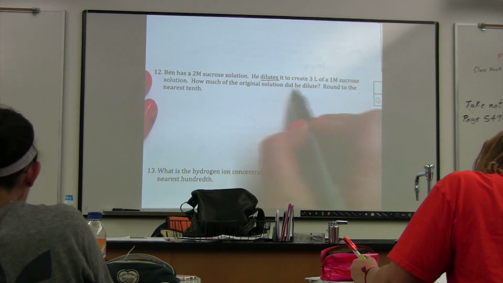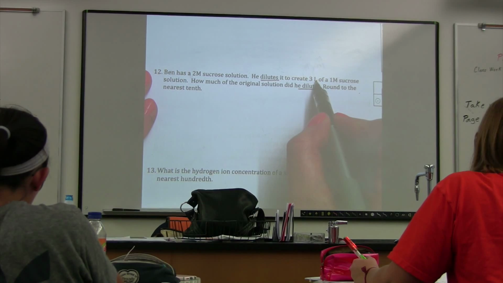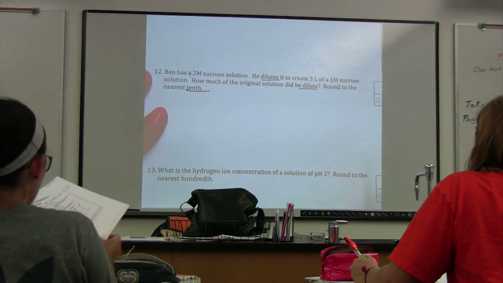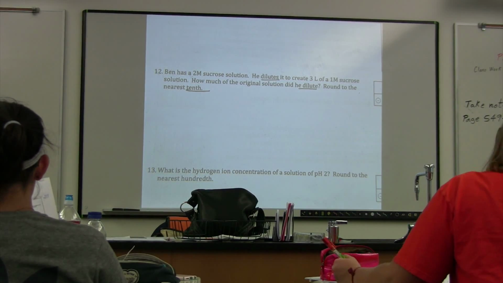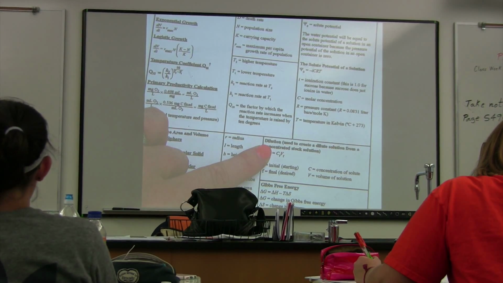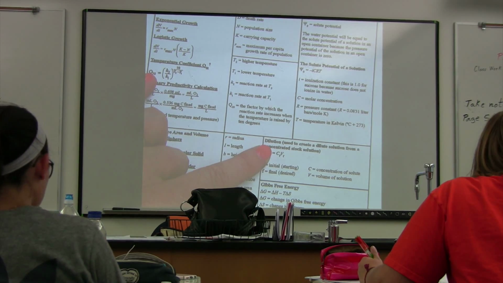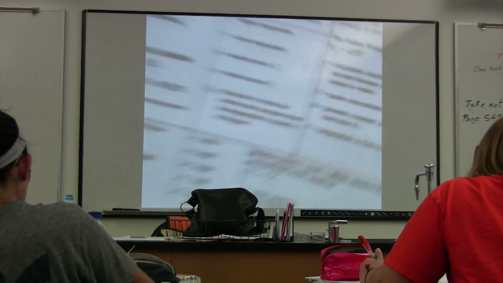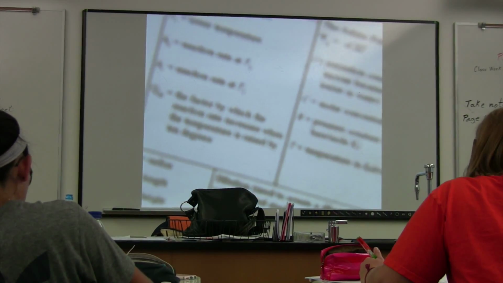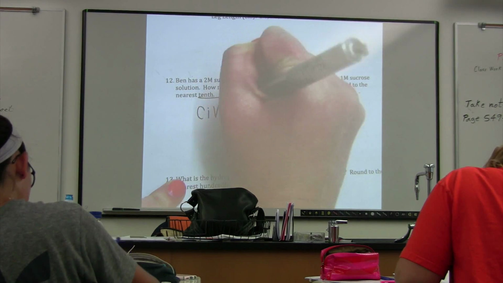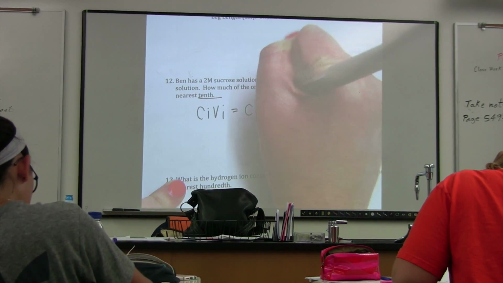How much of the original solution did he dilute? We don't have a volume here, we have a concentration. Round to the nearest tenth. Well, I'm really looking for dilution, used to create a dilute solution from a concentrated stock solution. C_i V_i equals C_f V_f.